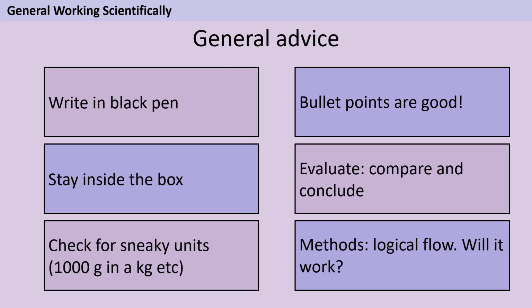If you see the command word evaluate, then you need to give both sides of the story and compare them. Try to add value to whatever is in the table. So for instance, saying this number is 5 times higher, not just saying it's a big number. And make sure that you write a conclusion because that conclusion is always worth 1 or 2 marks.